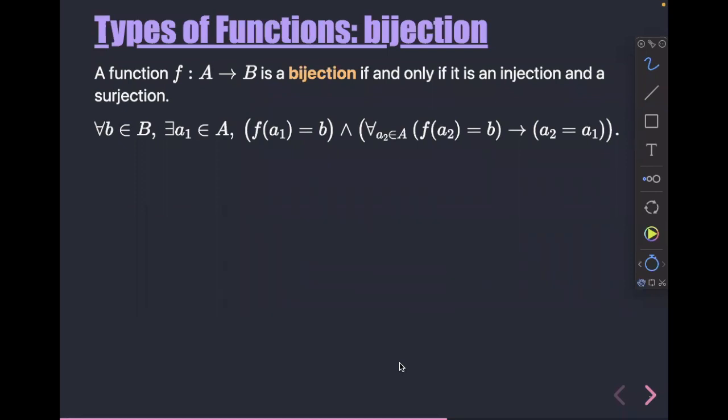With this idea of injection and surjection, if something is both an injection and a surjection, then it is actually called a bijection. That's what this expression is saying: for all b in B, there exists an a1 in A such that f of a1 is b. So this is basically you're onto, right? Every b has an element that maps to it. And for all a2 in A, if f of a2 equals b, then a2 should be a1, right? This is my way of saying that only one thing in A should be mapping to something in B.